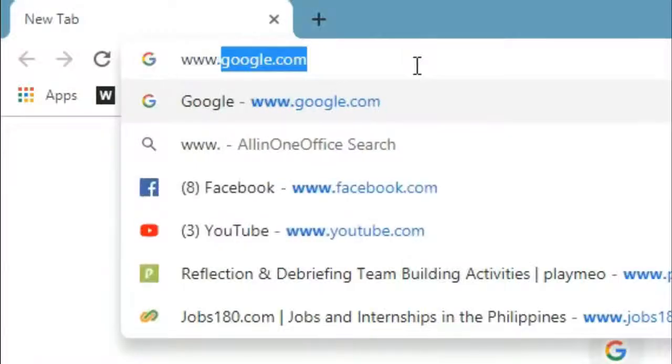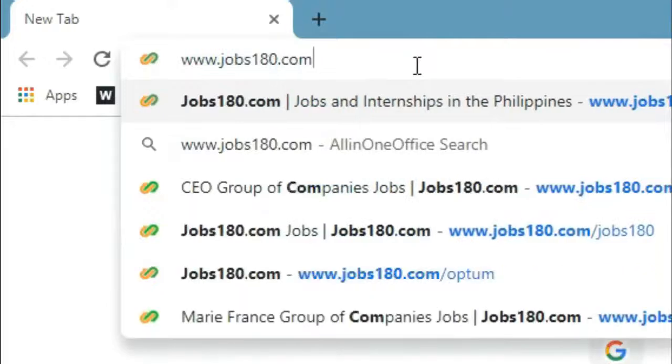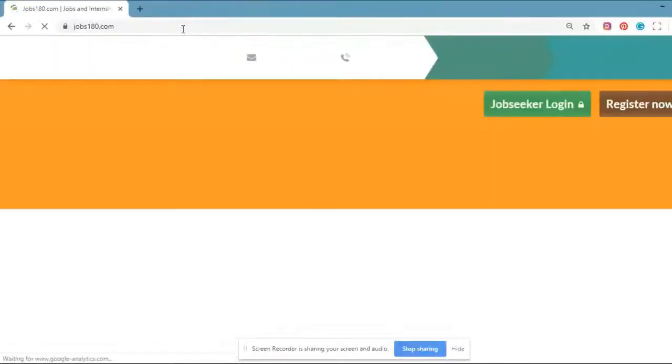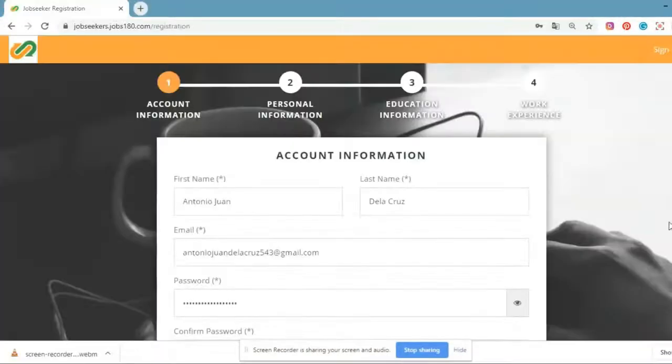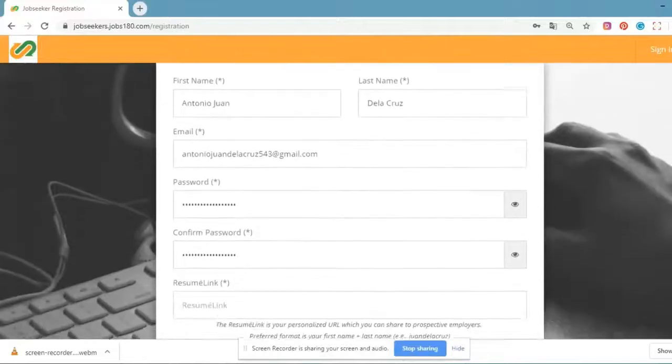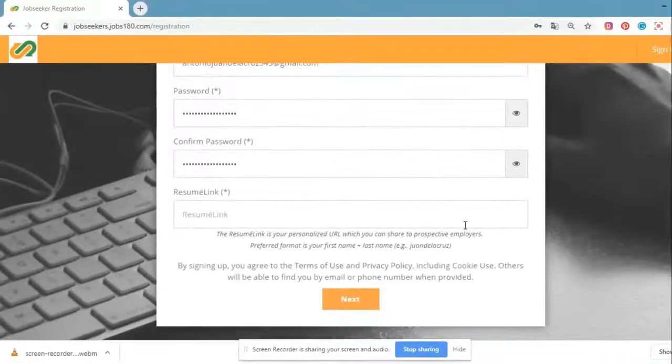Go to www.jobs180.com using any browser and click Register Now. Fill out all the information needed.